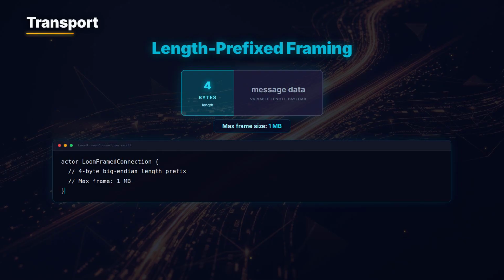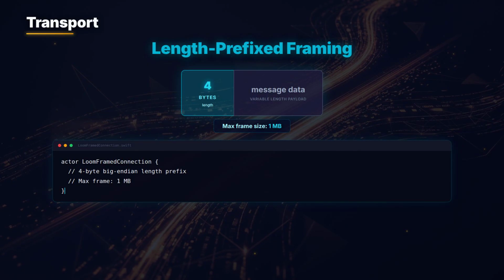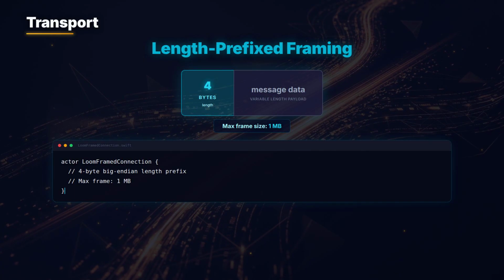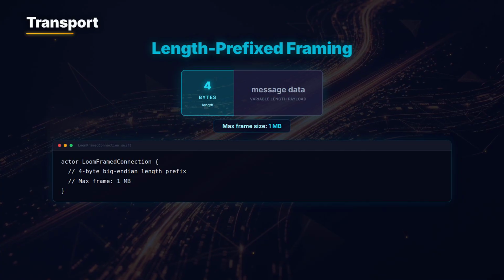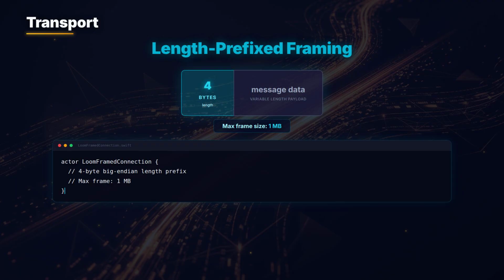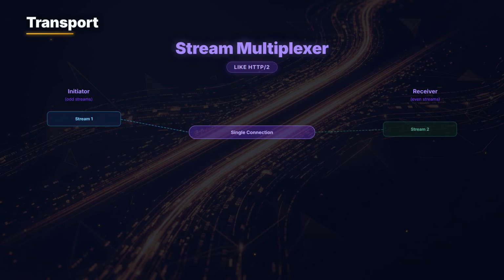On top of the raw transport, Loom adds a framing layer. The Loom frame connection is an actor that implements simple length prefixed framing. Every message gets a 4-byte big endian length prefix, and the max frame size defaults to 1 megabyte. This framing layer is what the authenticated session uses for its handshake and for stream multiplexing.